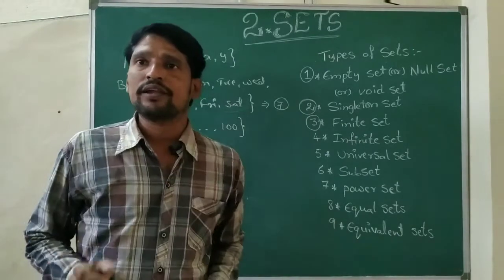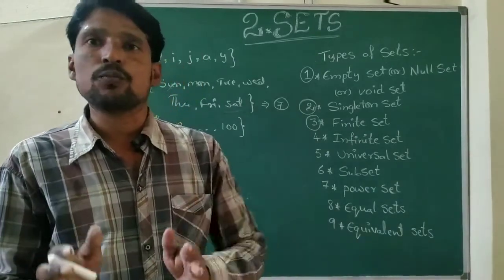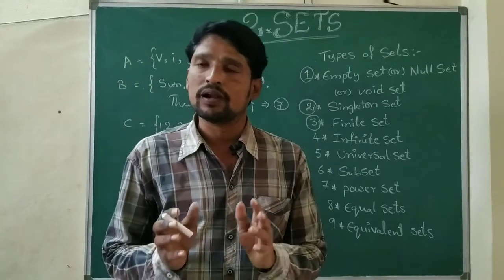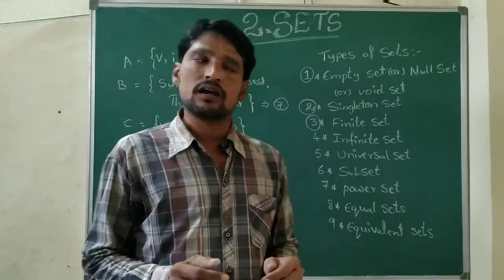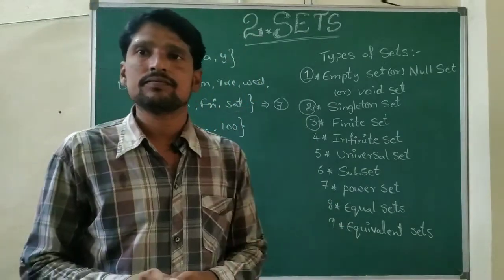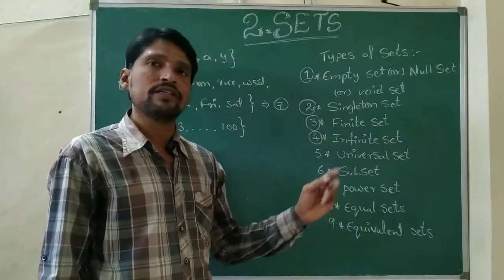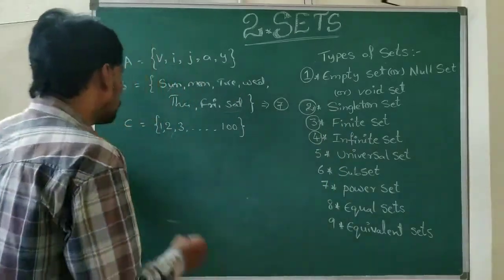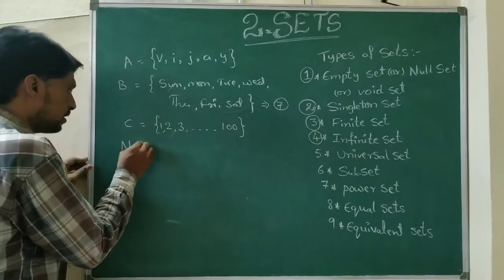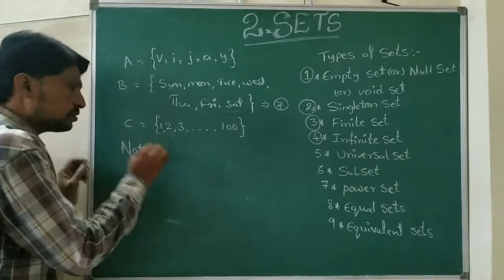So what is a finite set? A set whose elements it is possible to count. The number of elements in the set are countable, and that is called a finite set. So one note is there for finite set. You can write that note first. So what is the note?